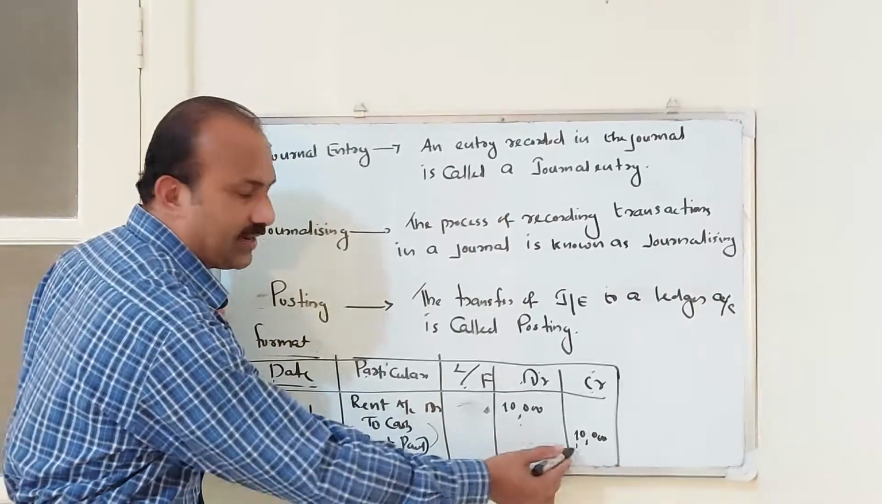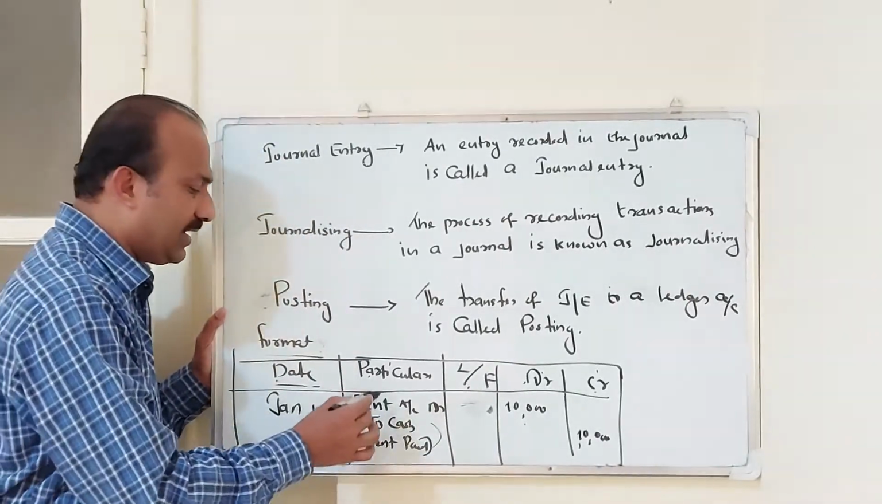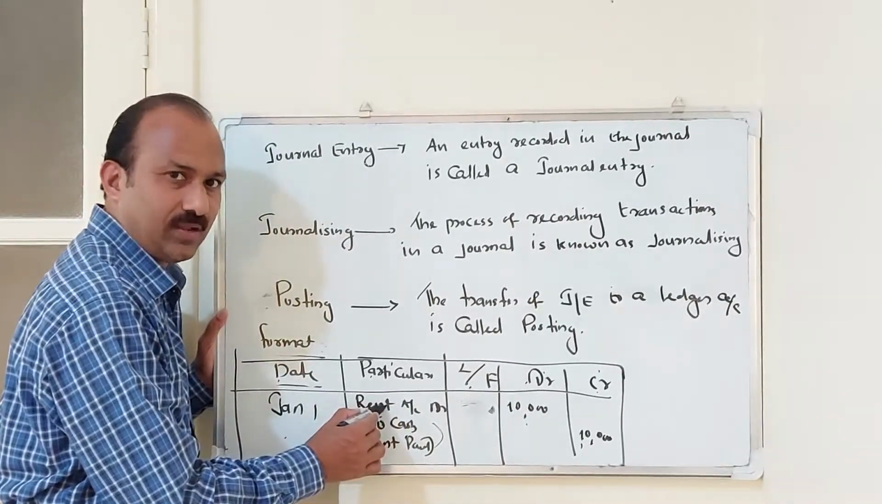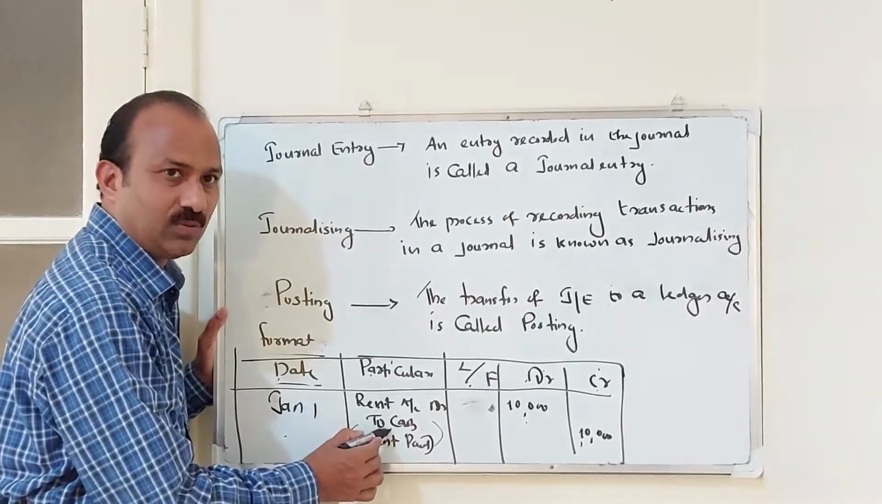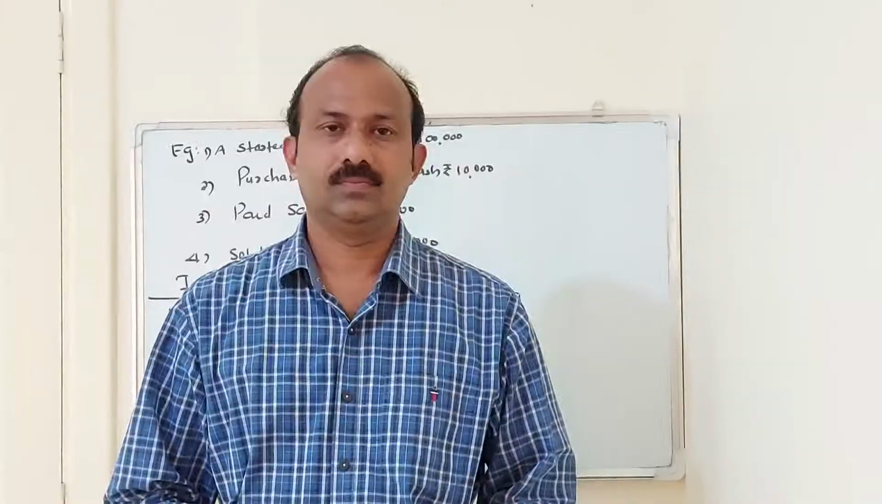Then the debit amount and credit amount are always the same, but the accounts are different. Look at the example I gave: rent is debited and cash is credited. Rent is an expense, that is why it is debited, and cash is going out from your business, that is why it is credited. This is a simple example of a journal entry.